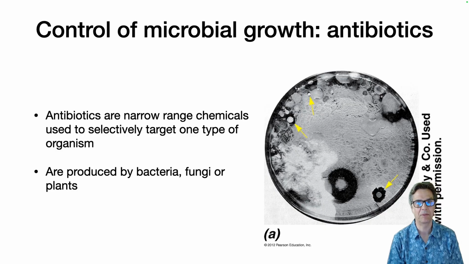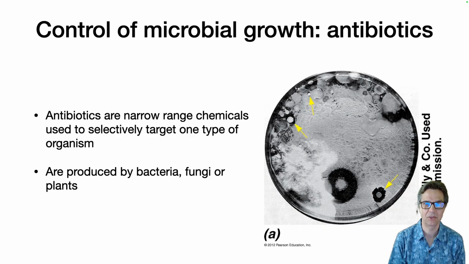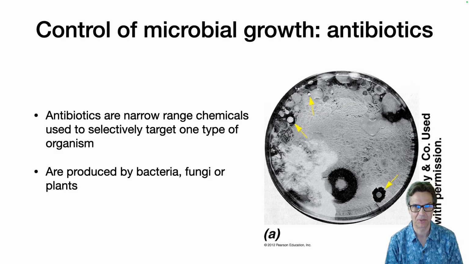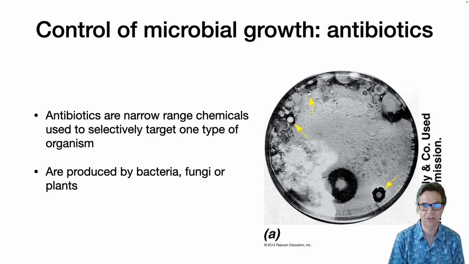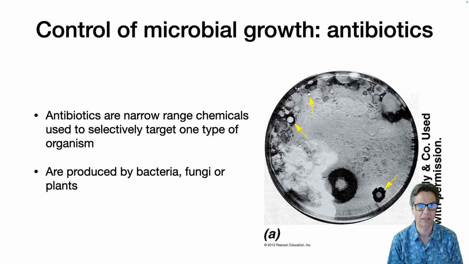I just want to briefly mention antibiotics at the end of this lecture as another method of chemical control. Antibiotics are narrow-range chemicals used to selectively target one type of organism. They are produced by bacteria, fungi, or plants, with most medically relevant antibiotics coming from microorganisms. We will have much more to say about them in the last module on public health and treatment of disease.